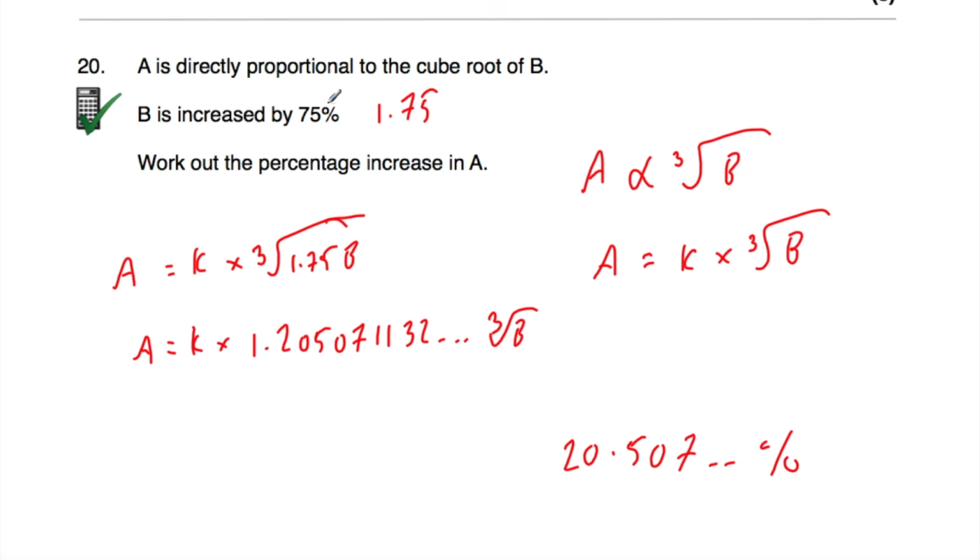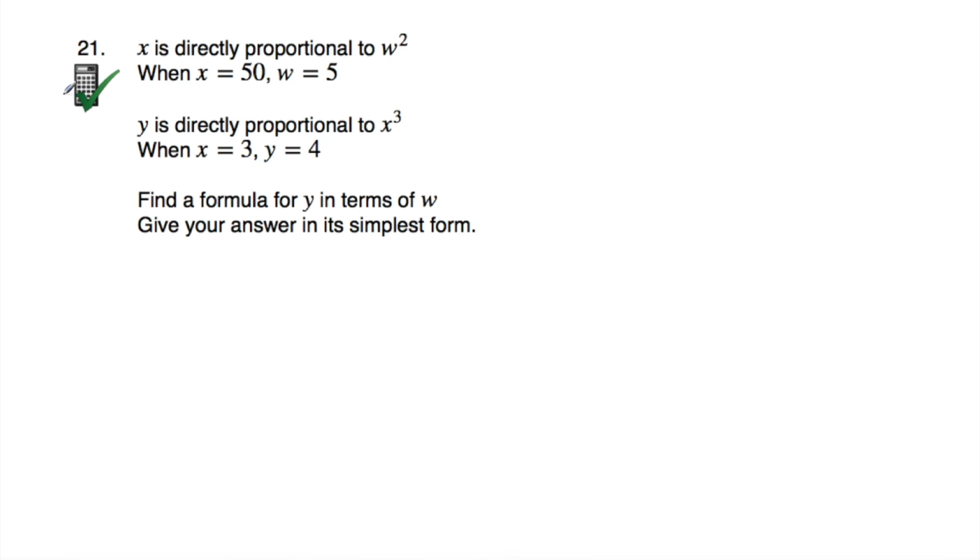Another way to do this question is to say the multiplier would be 1.75. We're doing the cube root of it, so if we do the cube root of that multiplier, that's equal to 1.205 and so on. So you can then see the overall percentage increase would be 20.5 and so on percent. And that's it. Okay, let's look at our next question, question number 21.